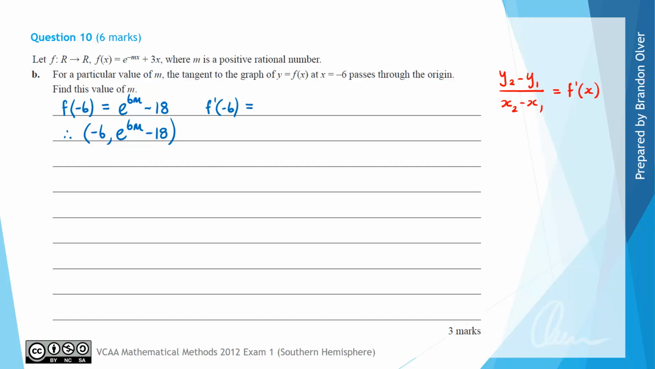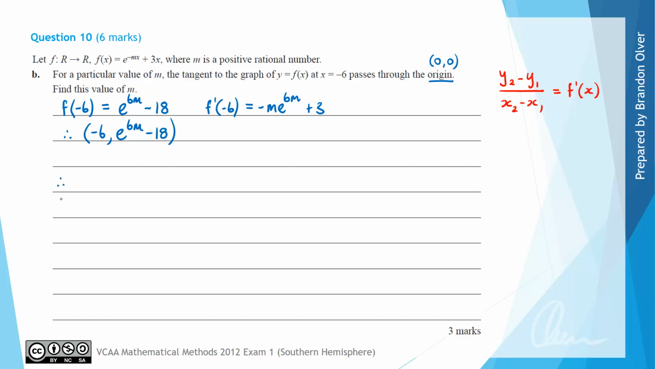And we found the derivative before. It was negative m e to the power of negative mx. So when we put x is negative 6 in there, we get negative m e to the power of 6m. And then we just had plus 3. So that's the value of the gradient of the tangent line at negative 6. And now, with the fact that it passes through the origin, which has coordinates 0, 0, we can calculate the gradient of the tangent line between 0, 0 and negative 6, e to the power of 6m minus 18, so those 2 points, and let that equal the derivative's value when x is negative 6.